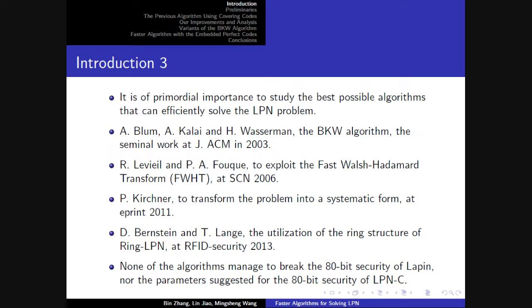Here we give a short review of the history of LPN solving. The first one is the seminal work of Blum, Kalai, and Wasserman, known as the BKW algorithm, proposed in the Journal of the ACM in 2003. At Asiacrypt 2006, Levieil and Fouque suggested exploiting the fast Walsh-Hadamard transform to speed up the recovering phase. In 2011 on ePrint, Kirchner suggested transforming the problem into a systematic form. Then Bernstein and Lange suggested utilizing the ring structure of Ring-LPN at RFIDSec 2013. None of these algorithms managed to break the 80-bit security of Lapin, nor the parameters suggested for the 80-bit security of LPNC.